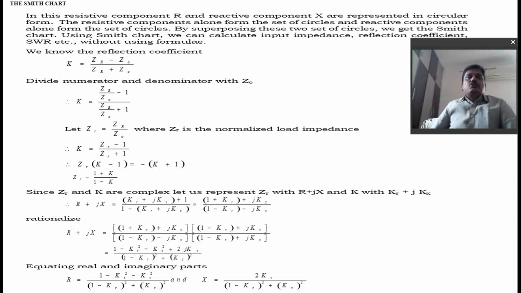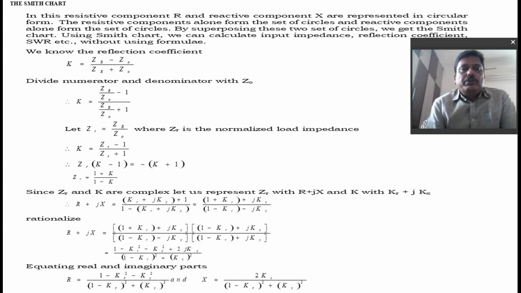In this, the resistive component R and the reactive component X are represented in circle form. The resistive components alone form a set of circles and the reactive components alone form a set of circles. By superimposing these two sets of circles, we get the Smith chart. Using the Smith chart, we can calculate the input impedance, reflection coefficient, SWR, etc. without using formulas.